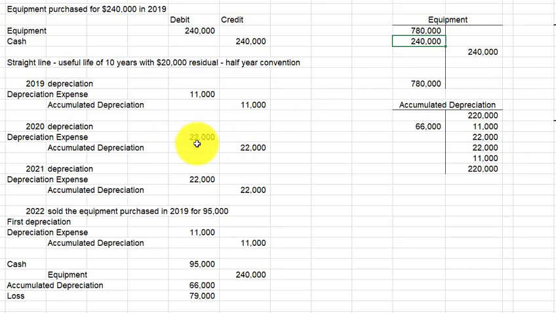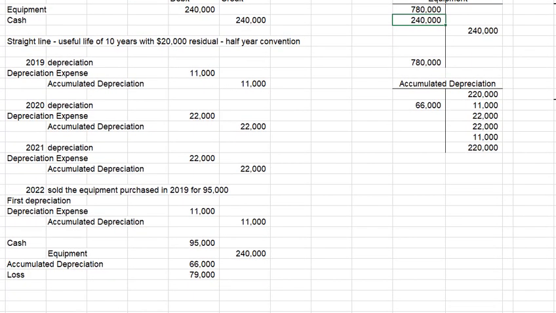Depreciation expense for 2020, the next year, is a full year, right? Because now we owned it for the whole year. There's no half year involved. 22,000 for the whole year. Debit depreciation expense and credit accumulated depreciation. Same with 2021. Straight line, nice and the same each year.